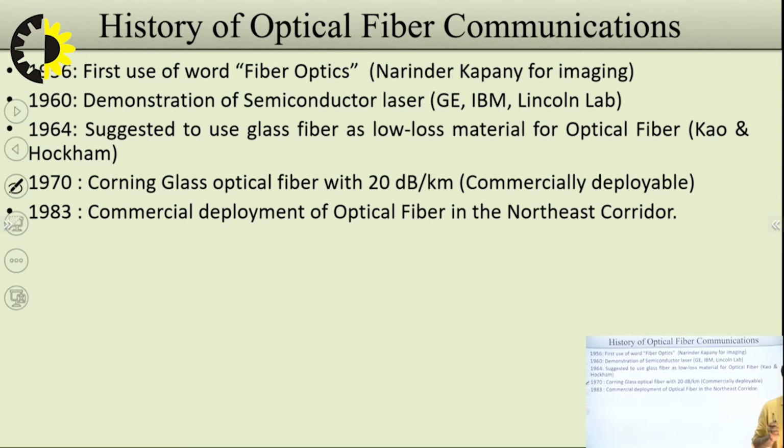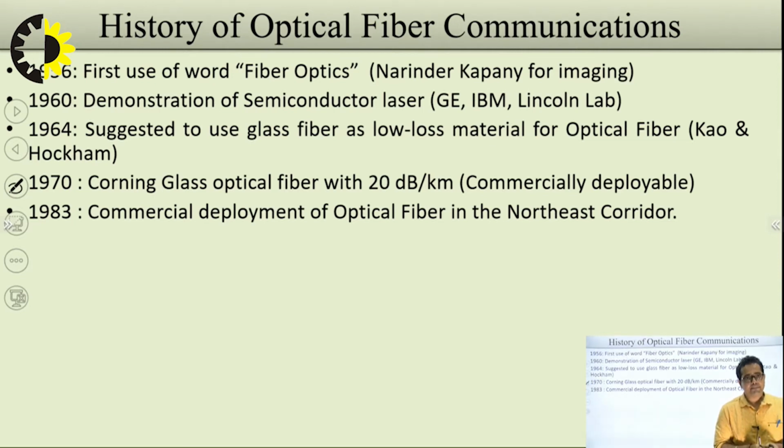Now after this, in 1970, Corning glass optical fiber with a loss of around 20 dB per kilometer was commercially deployed. So what is the meaning of 20 dB per kilometer? If I am launching power inside the optical fiber, and its strength is around 100 milliwatt, and the fiber through which I am transmitting the information introduces a 20 dB per kilometer loss.